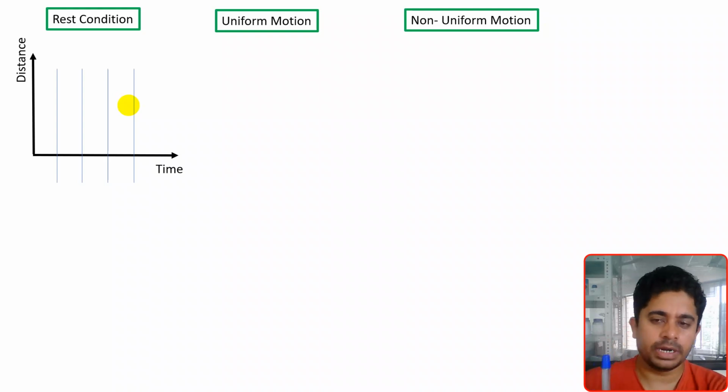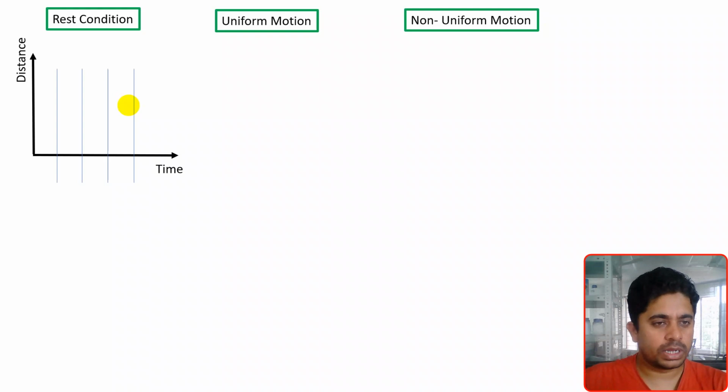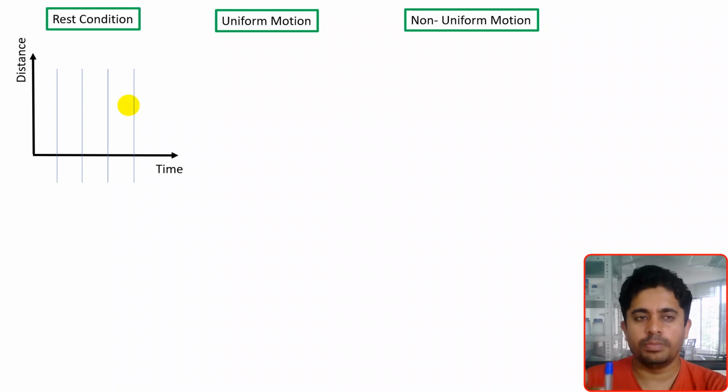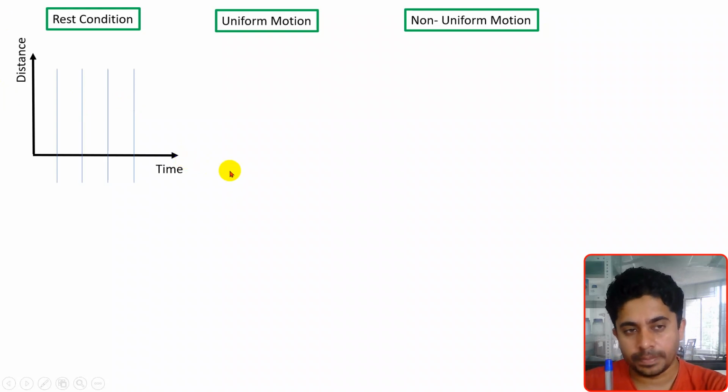Now again after 10 minutes, if I measure the distance of the pen from me, it is still 1 meter. After a few more minutes, if I measure again, it is still 1 meter. So what I want to say is, even though time is progressing, the distance of this pen from me remains the same, 1 meter. Irrespective of time, the distance is the same.